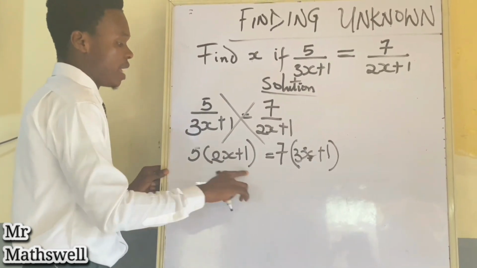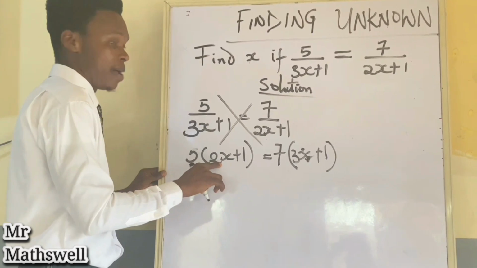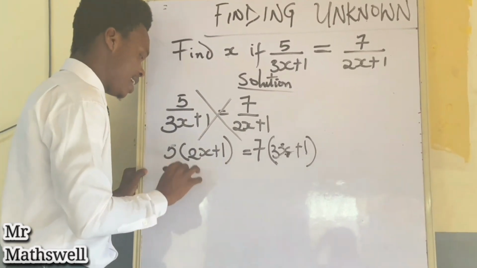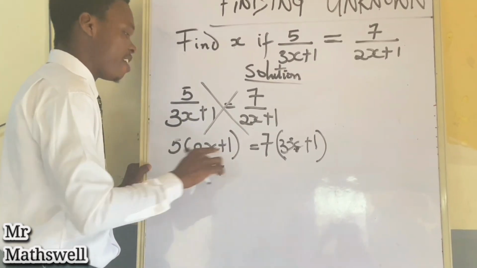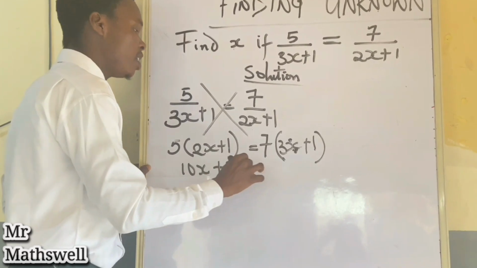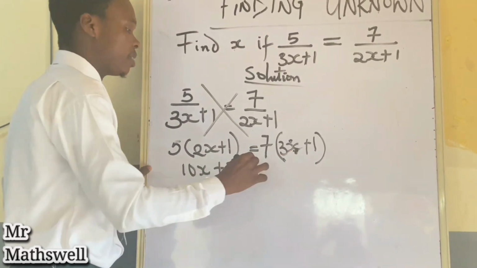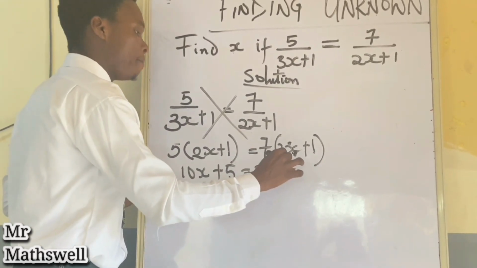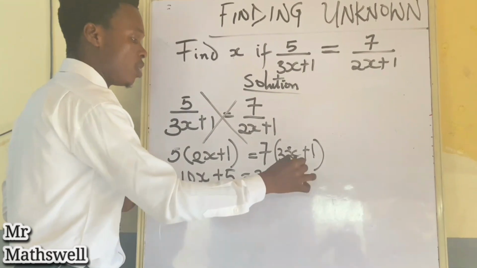Now we have to expand this. 5 multiplied by 2x is 10x, plus 5 multiplied by 1 is 5, equals 7 multiplied by 3x is 21x, plus 7 multiplied by 1 is 7.